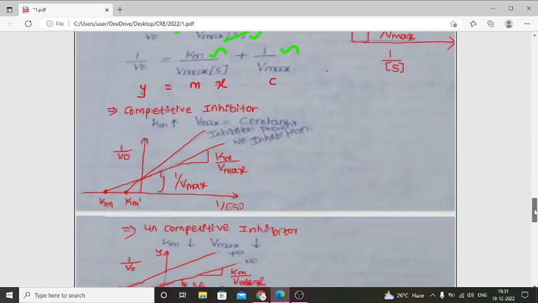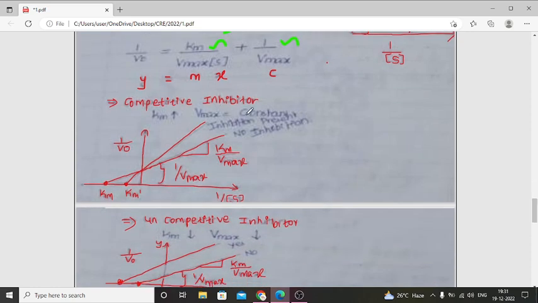In this problem we have the competitive inhibitor reaction mechanism. Under the competitive inhibitor condition, Km is increased and Vmax is constant. In this graph plotted between 1 by V0 versus 1 by concentration of S, the Km value increases. What about Vmax? Already I said it is a constant value. This line is no inhibition. With inhibition present, it is Km dash. So here the Km value is increased.